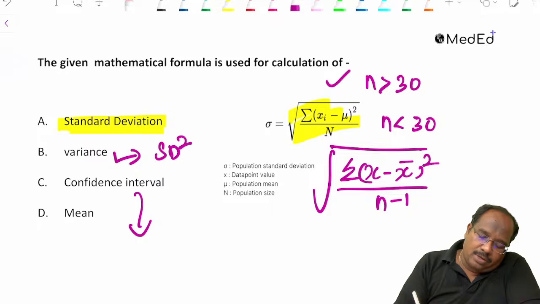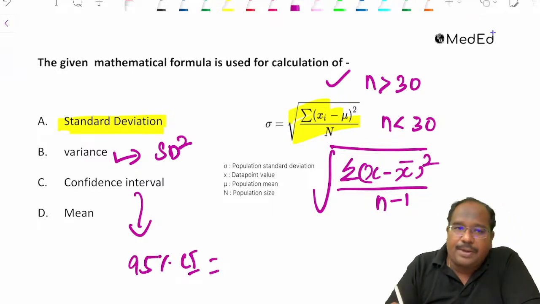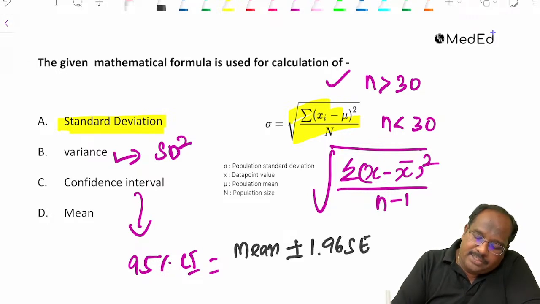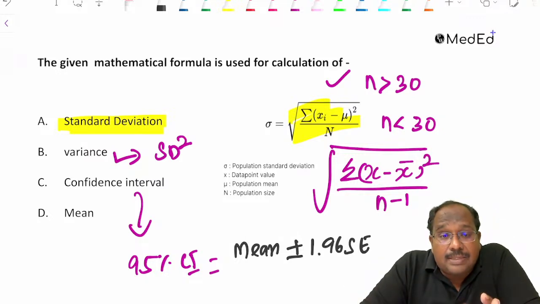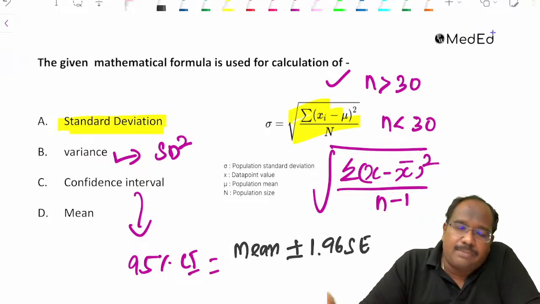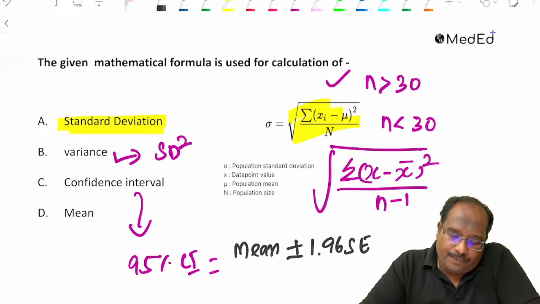Based on 95% confidence interval for quantitative data, we can use 1.96. For quantitative data it will be like this: mean plus or minus 1.96 standard error. This is the confidence interval, an estimated range of values. It is a straightforward question. Standard deviation is a question that has been asked multiple times recently.